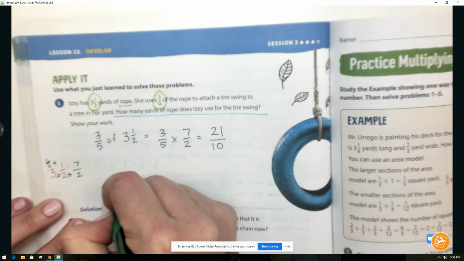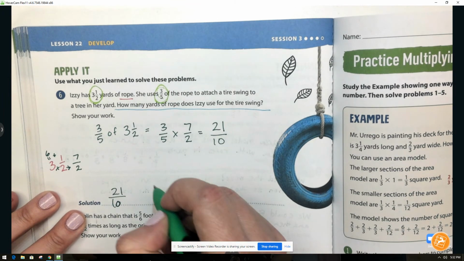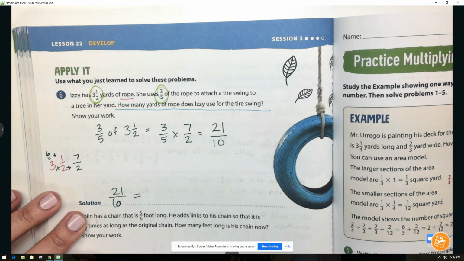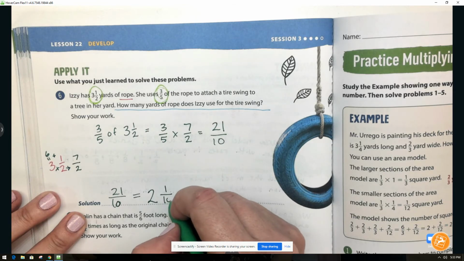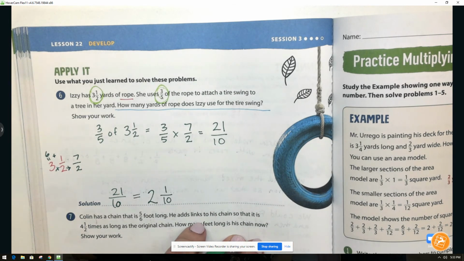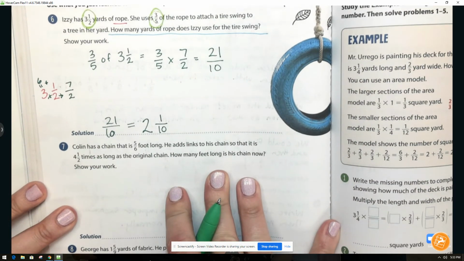So my answer is 21/10. But I can change 21/10 back into a mixed number. I know that 10 goes into 21 2 times, and I have one equal part of 10 left over. So the answer would be 2 1/10.